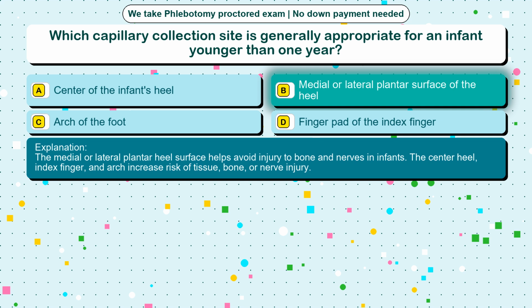The center heel, index finger, and arch increase risk of tissue, bone, or nerve injury.